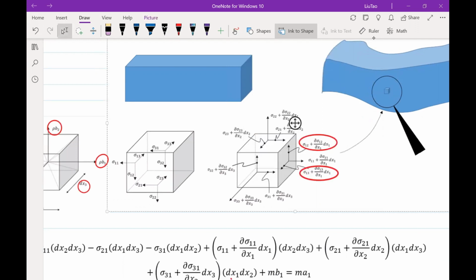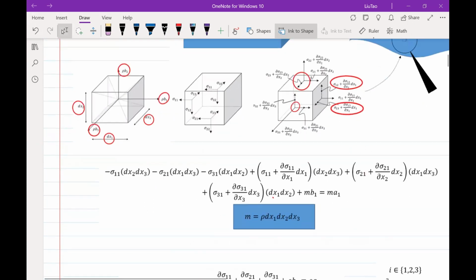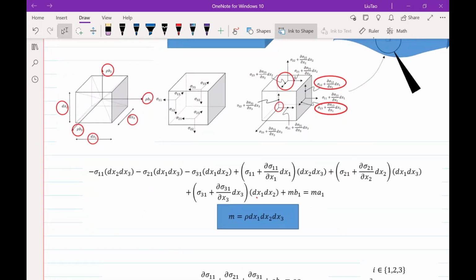And similarly, on the front and top faces, we have a similar expansion. Then we can get the equation of equilibrium. For the equation of equilibrium along the x axis, we have 7 forces in total.